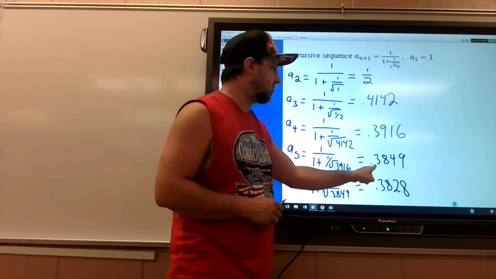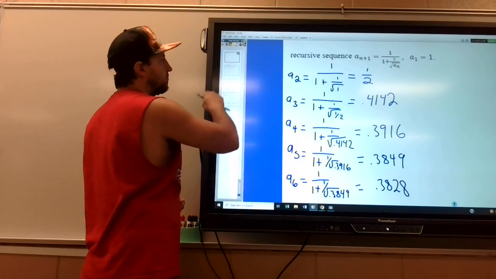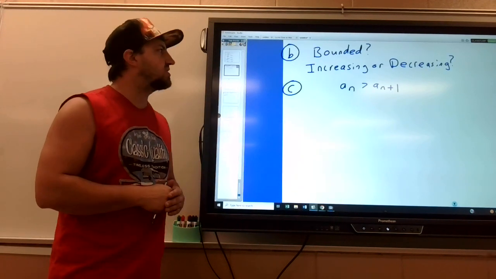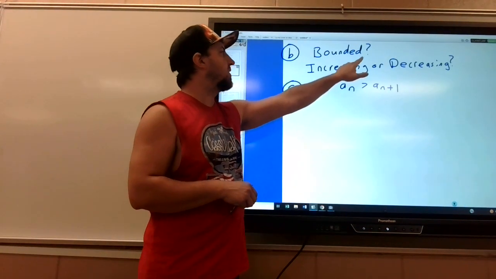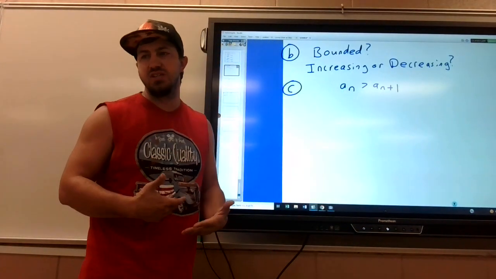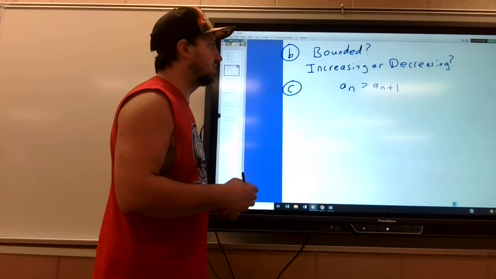We're getting closer and closer to 0.38 every single time we do this, which is going to lead us to part 2 of this. The monotonic sequence theorem does say it has to be bounded, and is it increasing or decreasing? As you just saw, it is decreasing, so we're going to show that it's decreasing using mathematical induction.